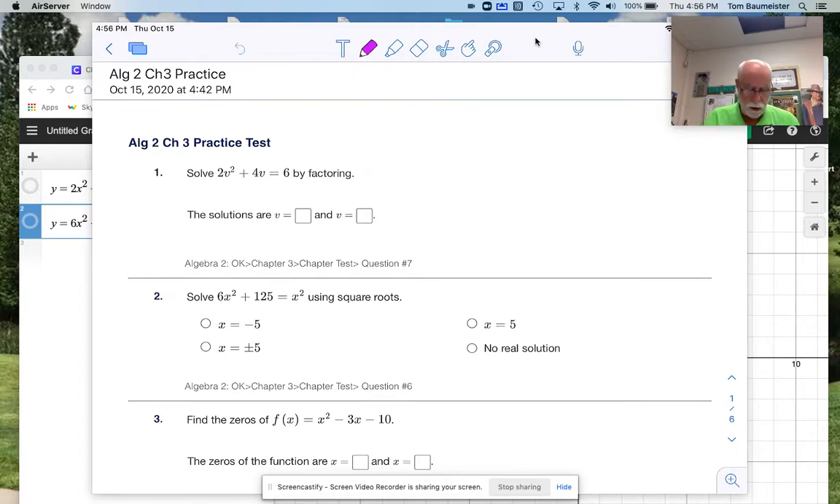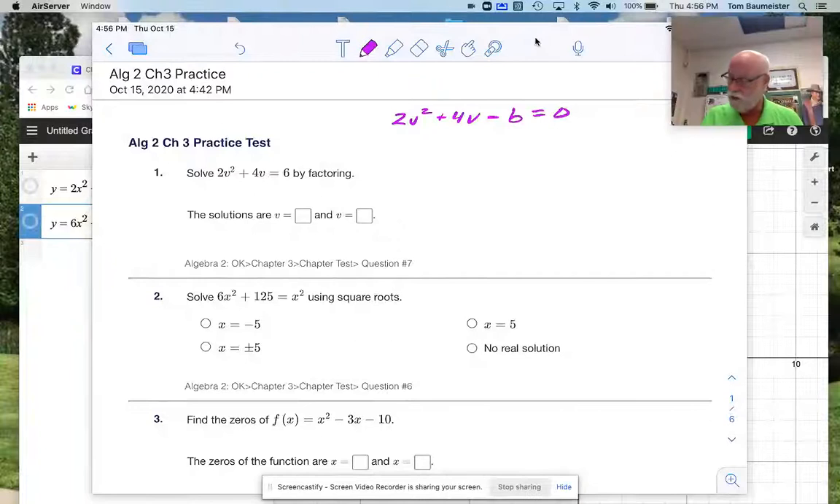So the first one says solve 2v squared plus 4v equals 6 by factoring. So remember, when you're factoring, you want to set everything on one side, set it equal to 0. So you'll get 2v squared plus 4v. I'm going to bring that 6 over to this side, so we'll get a minus 6 is equal to 0.